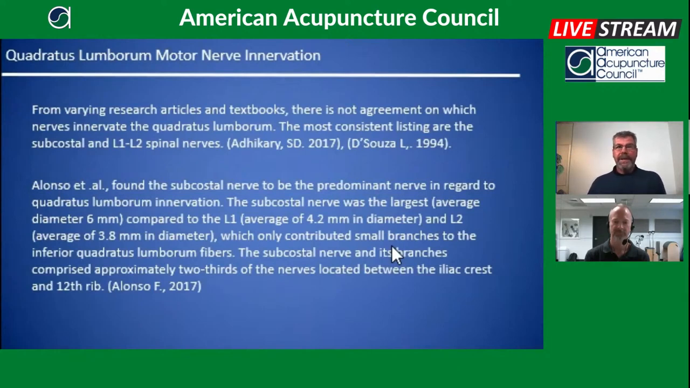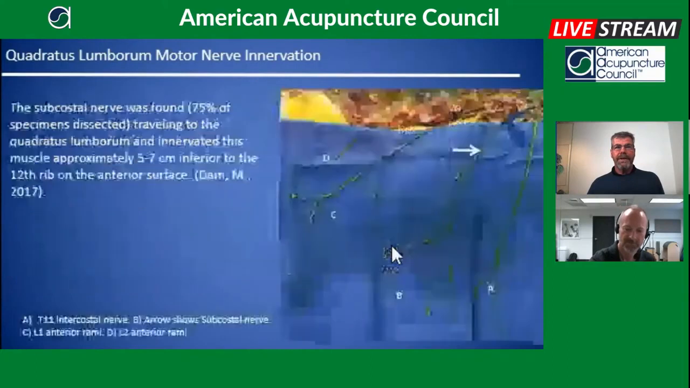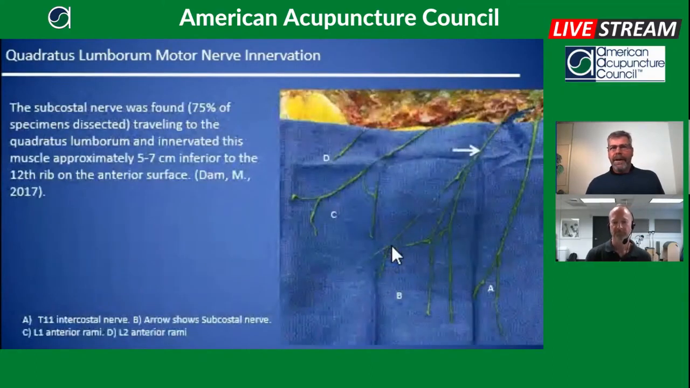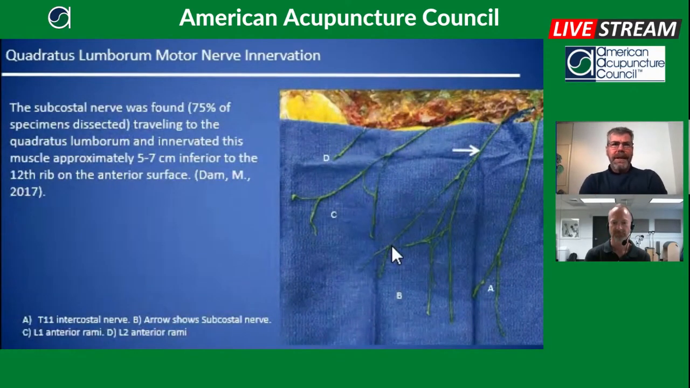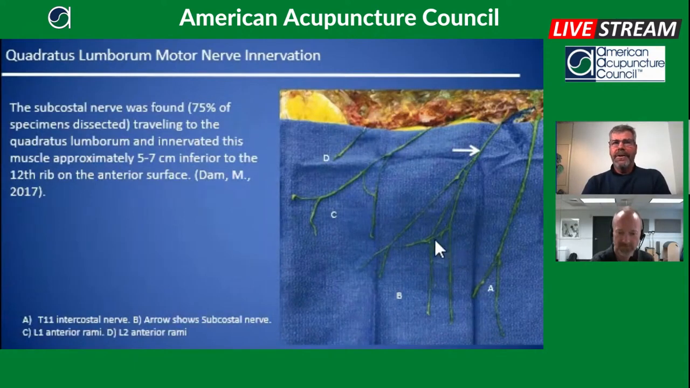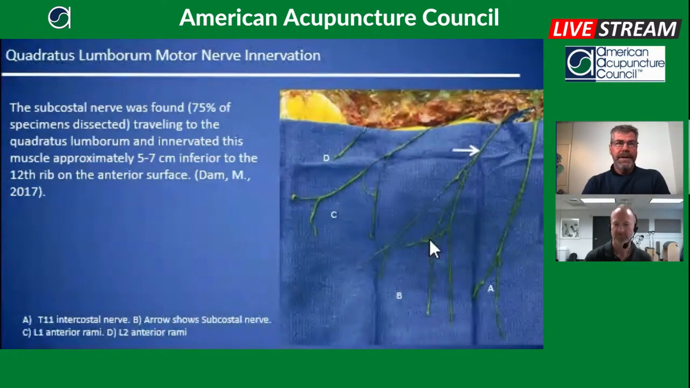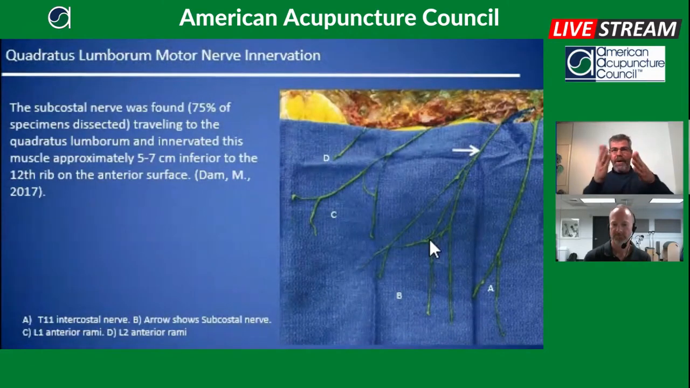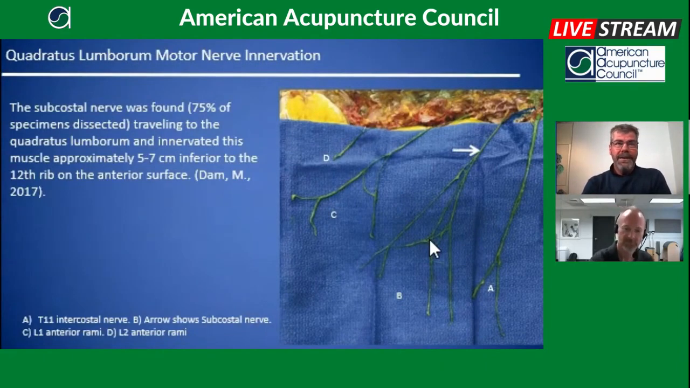So let's go to the next slide, because it does show some research, and you can see here the T11 intercostal nerve, and then the subcostal nerve will be B. You can see that it has a larger spread of innervation. What they did is open up that subcostal nerve so that you can see the different branches. Then C is going to be your L1 anterior rami, and D would be your L2. So C would end up being, I believe, part of the ilioinguinal and possibly part of the iliohypogastric.